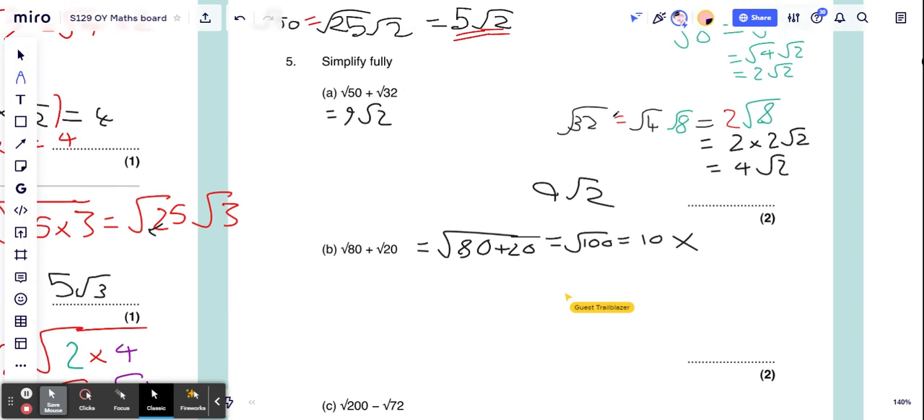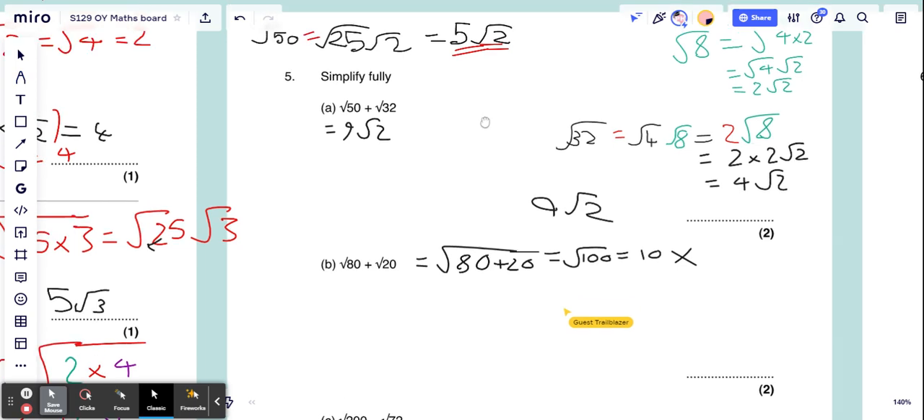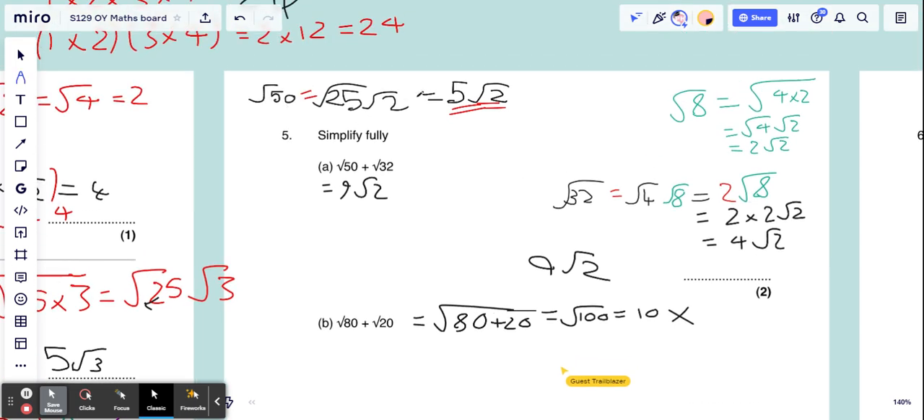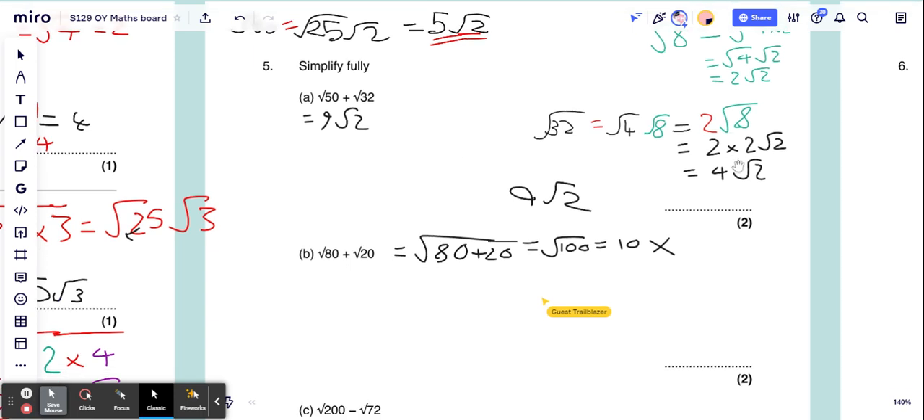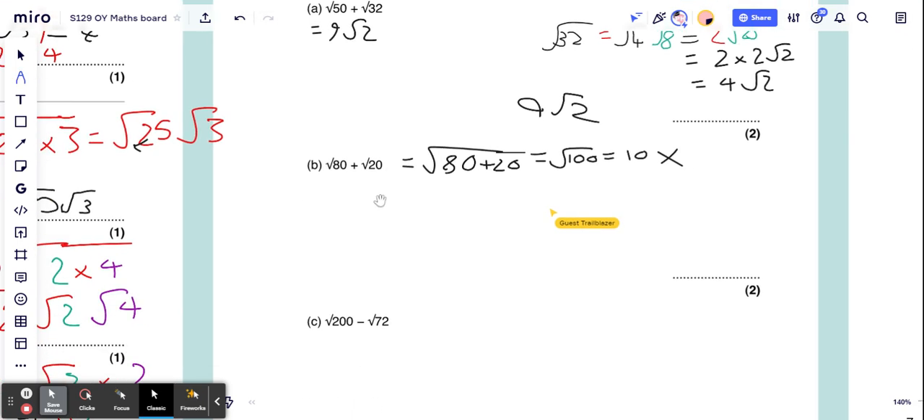We got them into multiples of the square root of 2. So we found that the square root of 50 was equal to 5 times the square root of 2. And we found out that the square root of 32 was equal to 4 times the square root of 2. So when we add them together, you get 9 times the square root of 2. Let's have a look how we can do it with this case.